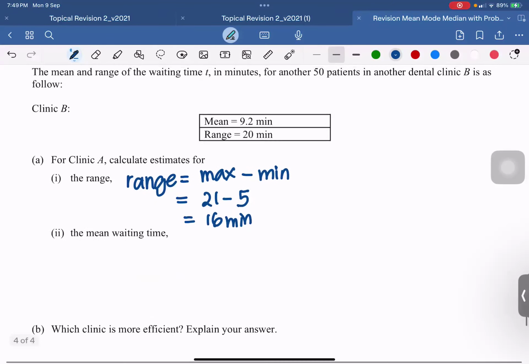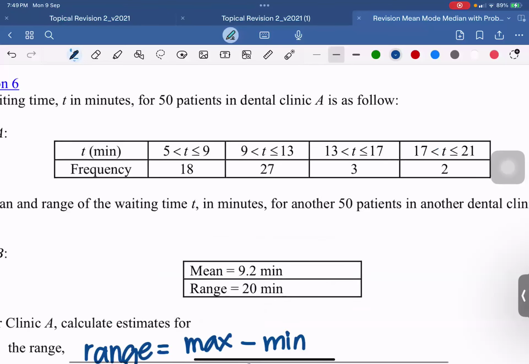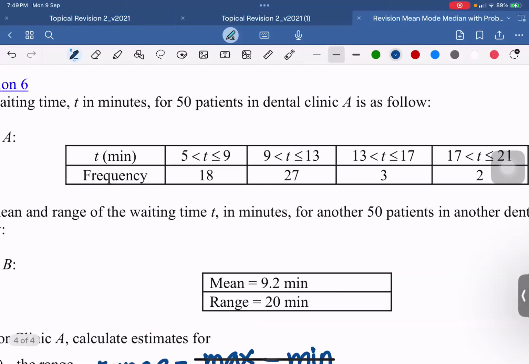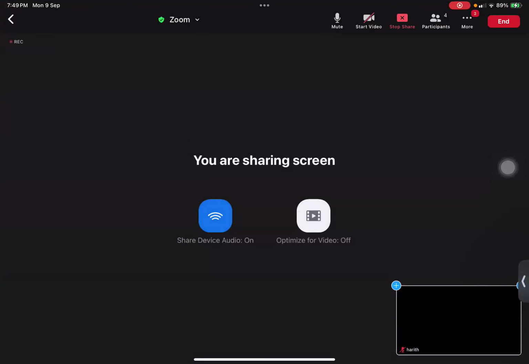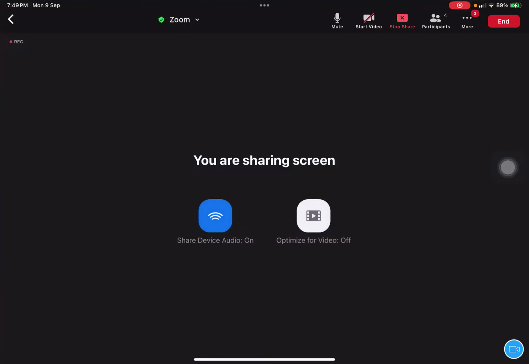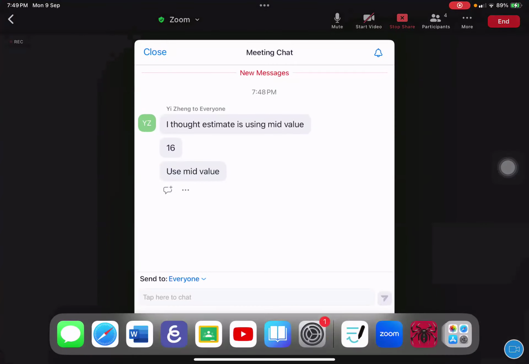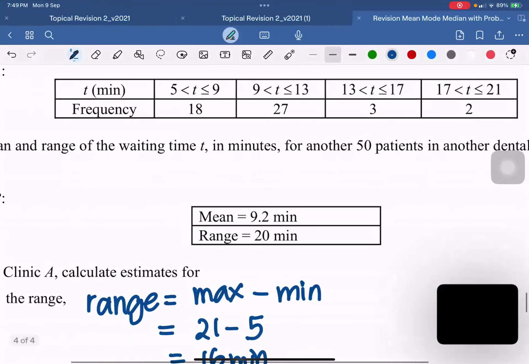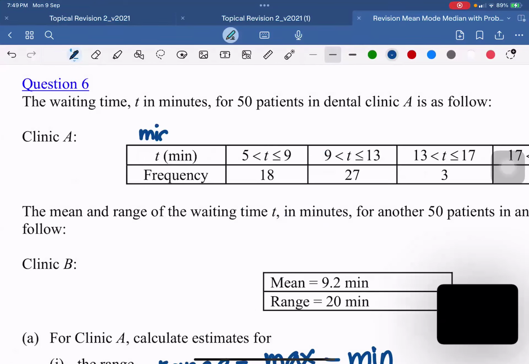Next one, find the mean waiting time. How do we find the mean waiting time? What do we need to do? These are all the numbers in the intervals. Yes, somebody typed in the chat: use the mid value. Okay, so I want to estimate the mean now. I need to find the middle value. So how do we find the mid value? Type the answer.